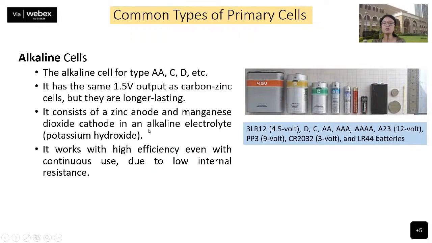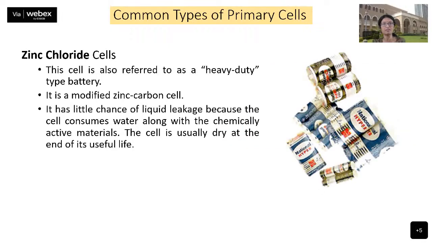It generally consists of a zinc anode and a manganese dioxide cathode in an alkaline electrolyte, and the electrolyte is generally potassium hydroxide. It works with high efficiency with continuous use, and this is because of the lower internal resistance these cells have.